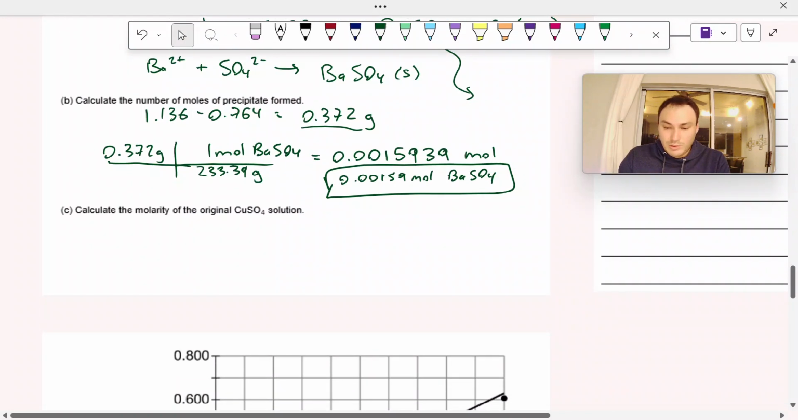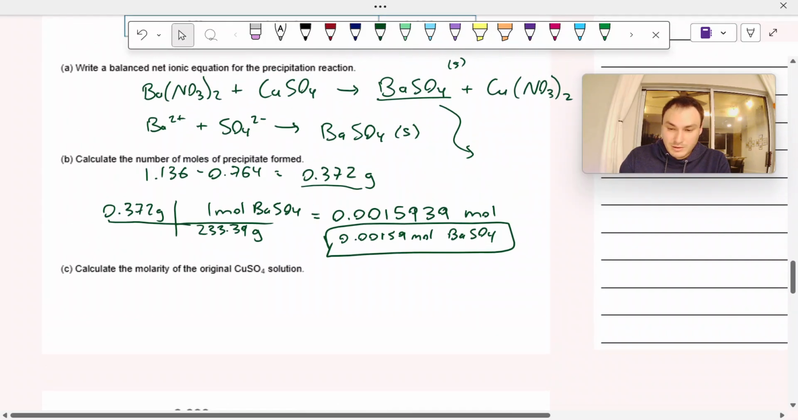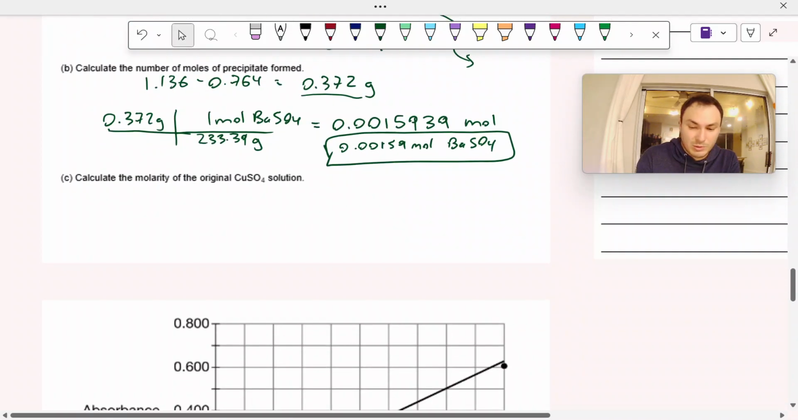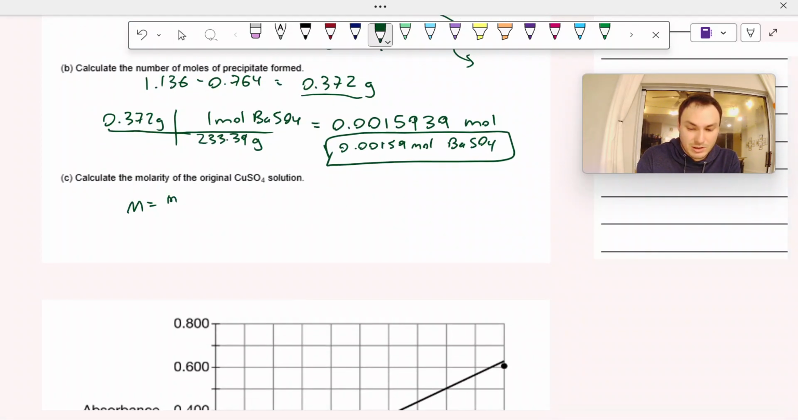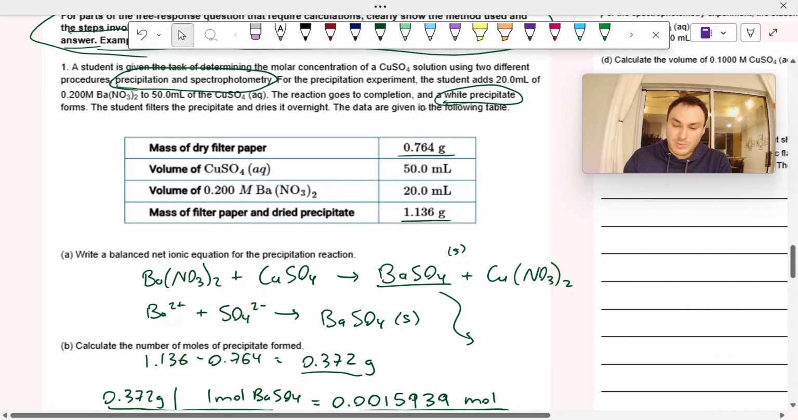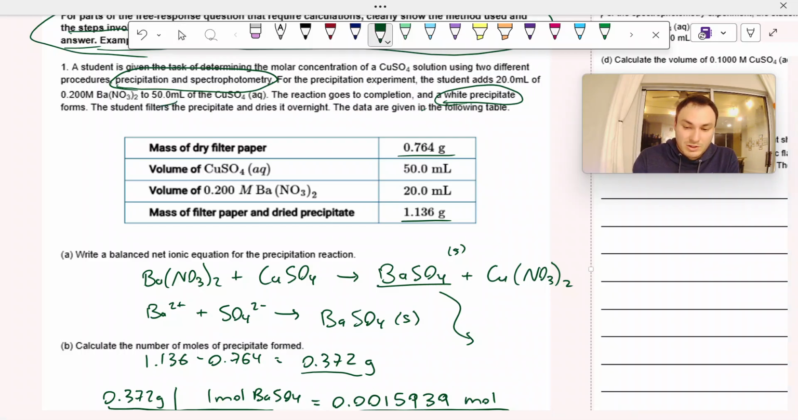We need to calculate the molarity of the original copper 2 sulfate. So let's start off with the molarity equation. Molarity, concentration, is moles over liters. We just found the moles. The moles is 0.00159, so that's going to go there. So 0.0015939. I'm going to use my unrounded answer. The liters we're going to get from the data table or the problem statement. We started off with 50 milliliters of copper 2 sulfate.